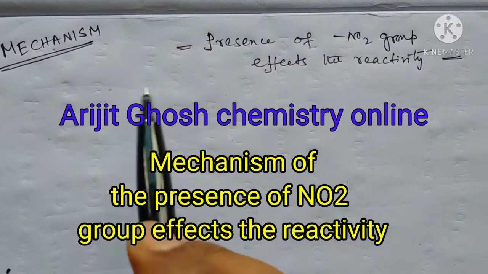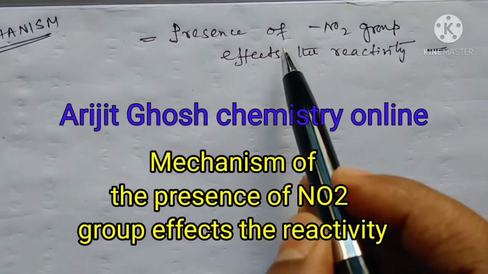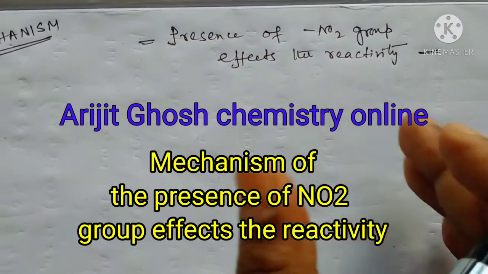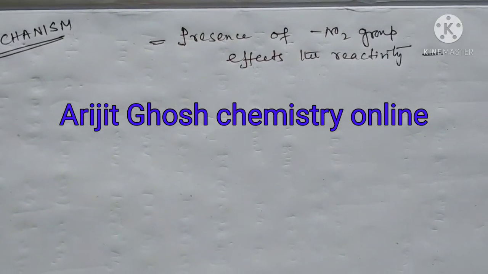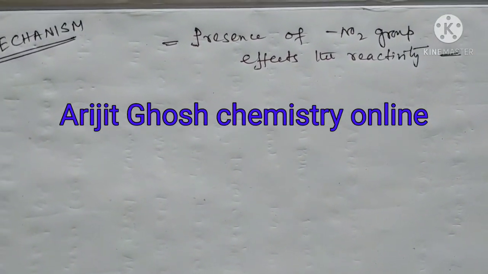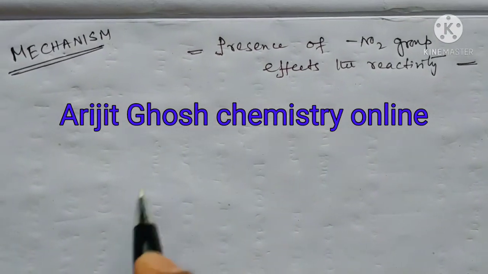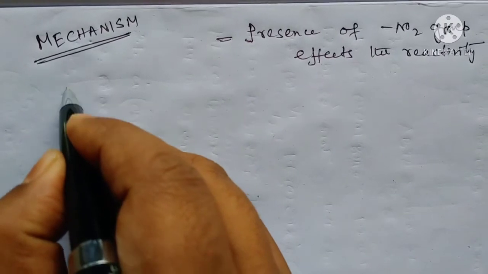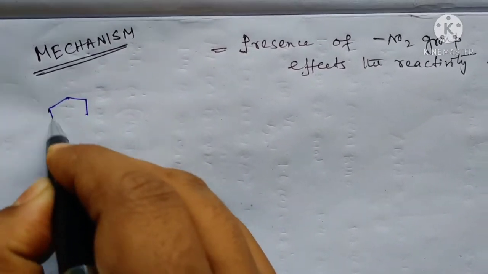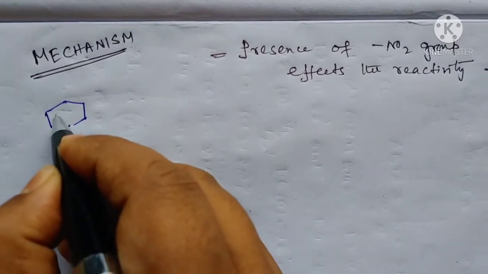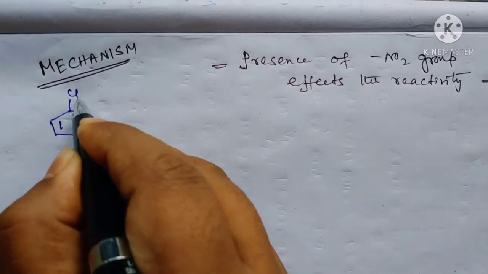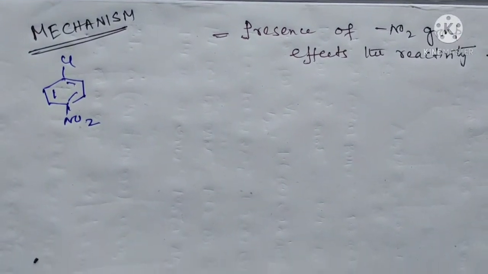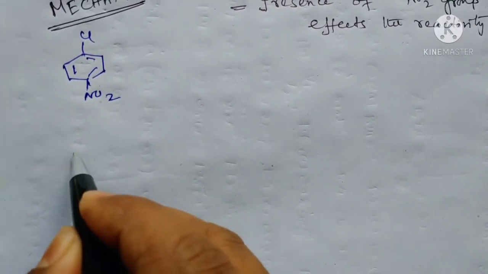Today I am going to discuss with you the mechanism of how the presence of a nitro group affects the reactivity. Actually, how does the nitro group affect the reactivity of the system? Okay, so actually we have got three isomers. Say, for example, chloronitrobenzenes. If we take, say, this one is our parachloronitrobenzene, okay.